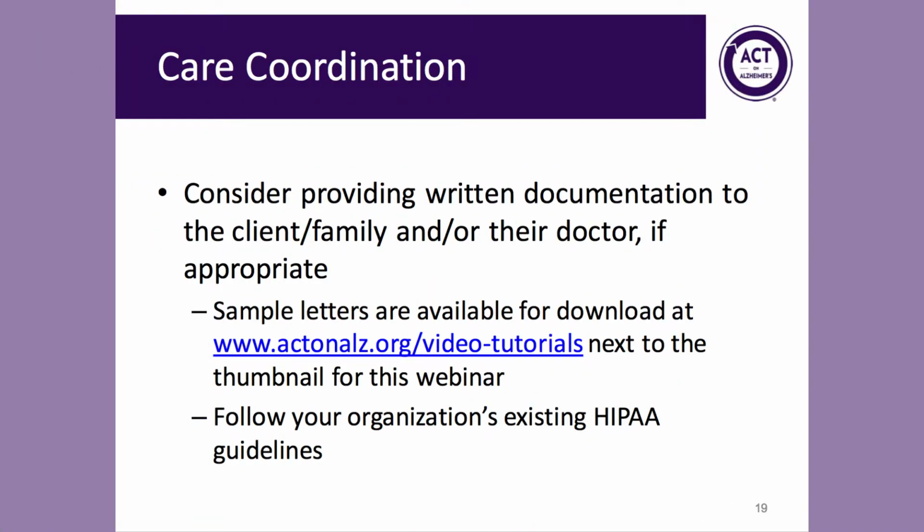In addition to providing verbal feedback to patients and families regarding their test results and next steps, you may also want to consider providing written documentation. Sample letters are available for download at the Act on Alzheimer's website, at the same page in which you access this webinar. Of course, you should follow your organization's existing HIPAA guidelines when it comes to providing this documentation either to patients or healthcare providers.